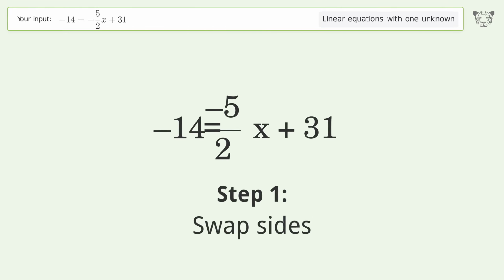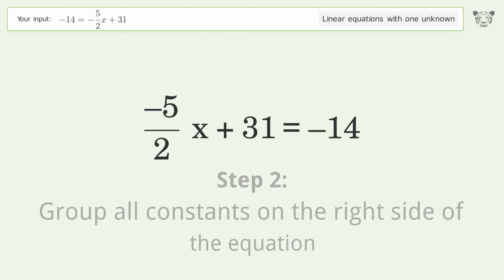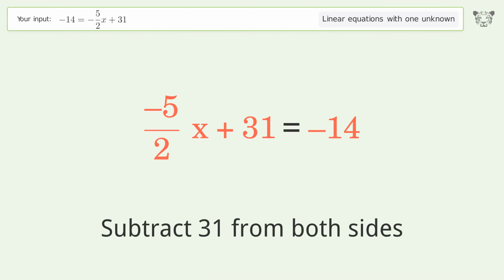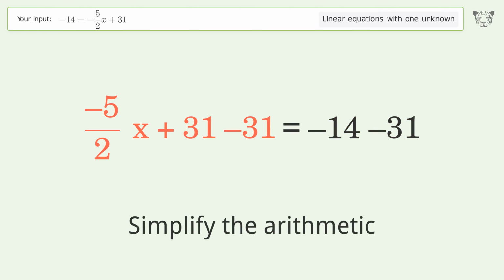Swap sides. Group all constants on the right side of the equation. Subtract 31 from both sides. Simplify the arithmetic.